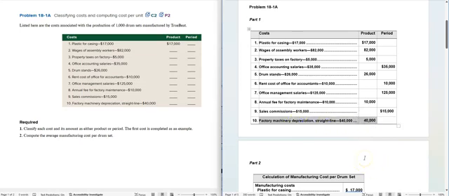Okay. Ultimately, what it comes down to when classifying costs is either a product cost or a period cost. If the cost has anything to do with making the product, it's a product cost. You can ask yourself, if they were not making the product, would they still have this cost? And if the answer is yes, then you know it's not a product cost, it's a period cost.